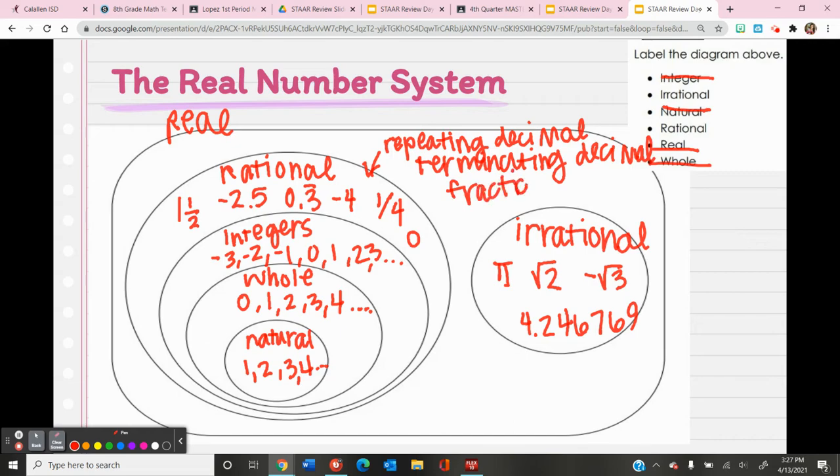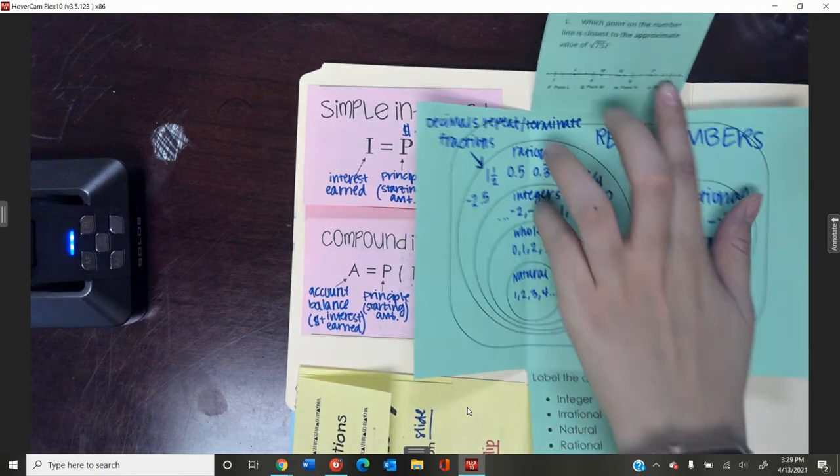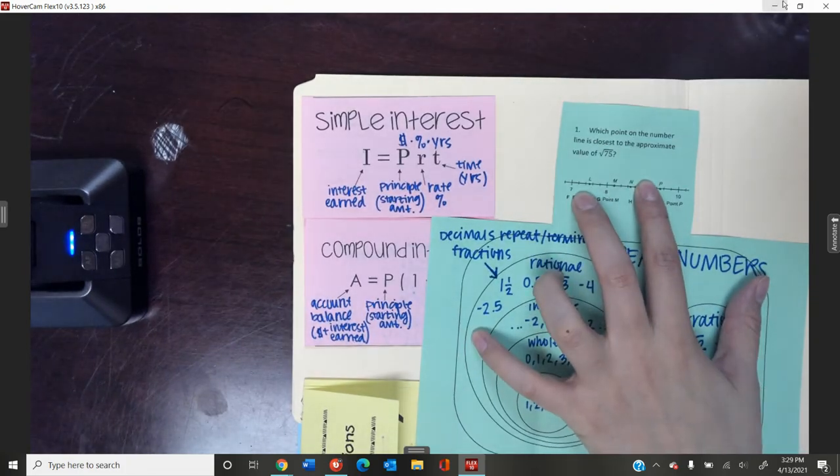So really quickly, looking at our foldable now. So this is everything you should have written down at this point. But we're going to go ahead and get a closer look at number 1. So we're going to be here.